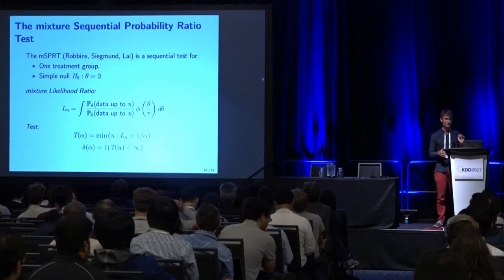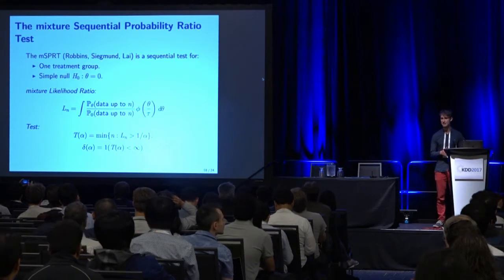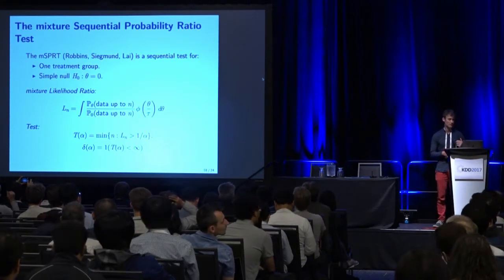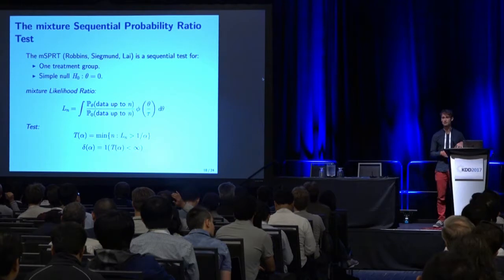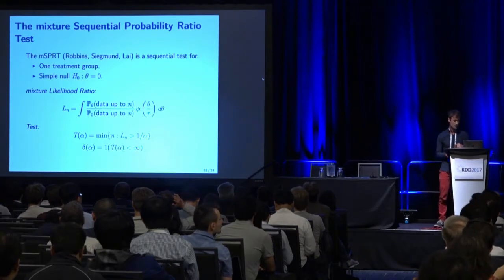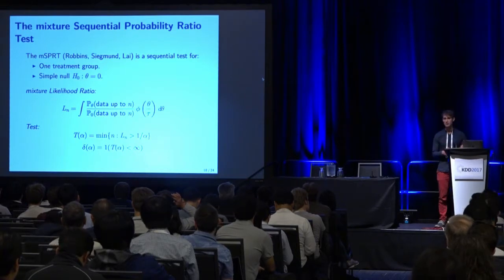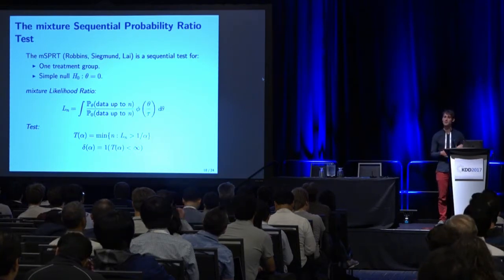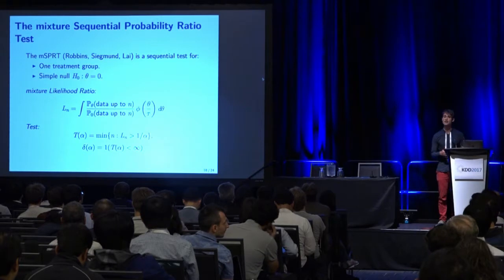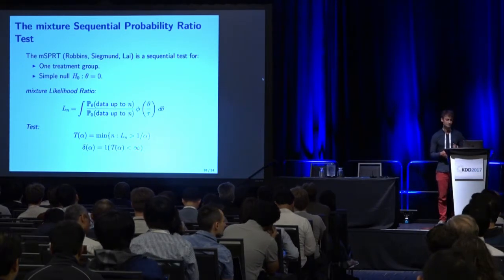Now, if that thing ever gets large, that's evidence against the null. So at that time, you should stop and you should reject the null hypothesis. And if that thing never gets large, you never stop, you always accept the null hypothesis. And in fact, it's calibrated so that under the null, the probability that you ever reject is at most alpha.